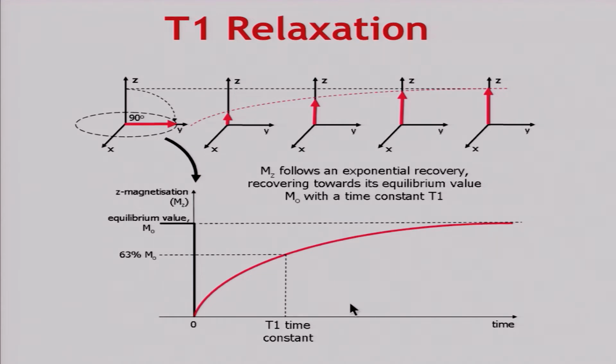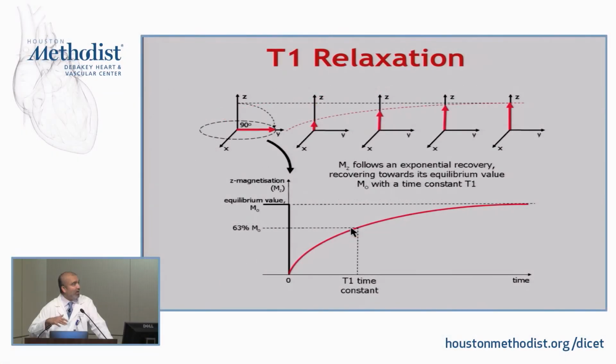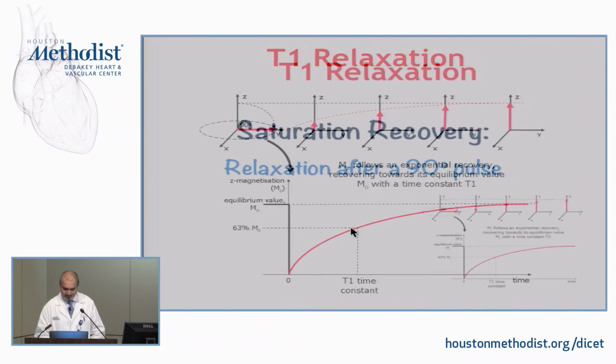But the speed with which it regrows can actually be calculated, and the T1 time constant is chosen as the time it takes to regain 63% of your original magnetization. So if you tip it down to 0, how long does it take for it to get back to 63% of that magnetization? That's called the T1 time constant.